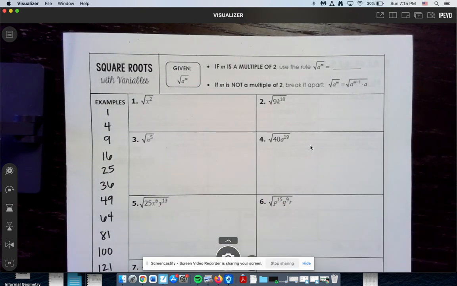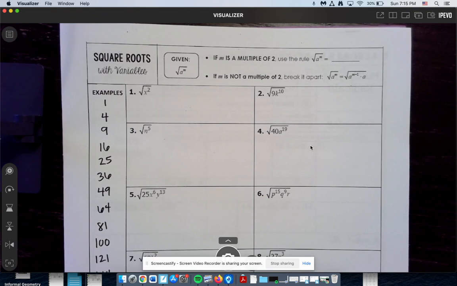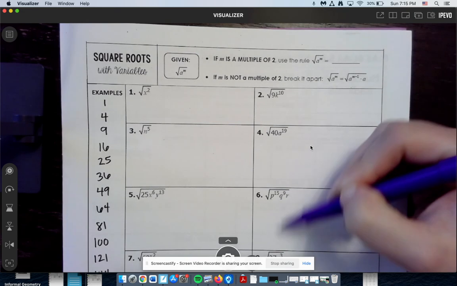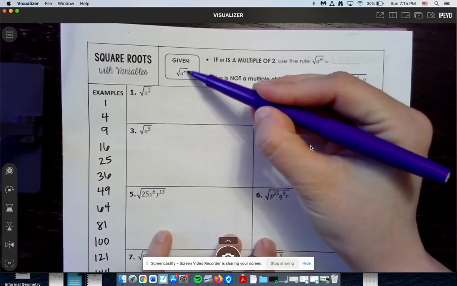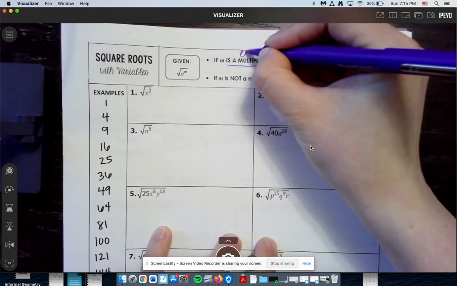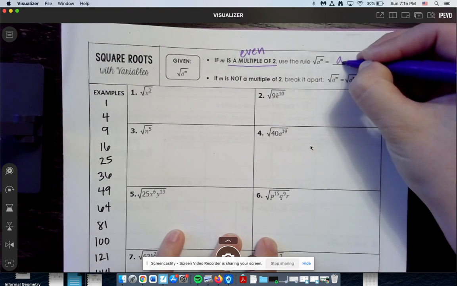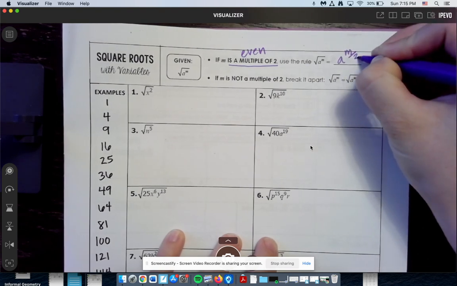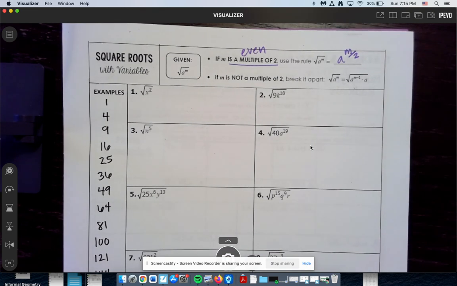Okay. All right, so these are a little goofier. It kind of follows the same rules that we were just doing, but again, it's a little goofier. So we're going to now have variables, if you guys notice in our examples. We have 2 rules we need to follow. If m, the power that your variable is raised to, is a multiple of 2 or an even number, why don't you guys write that? We use the following rule. You just take m divided by 2. We'll talk about that in a second and what that means.